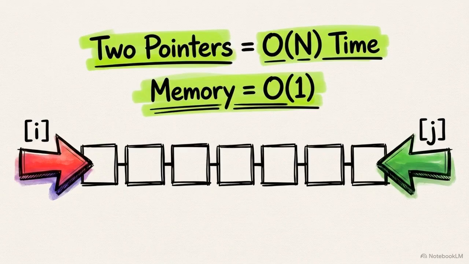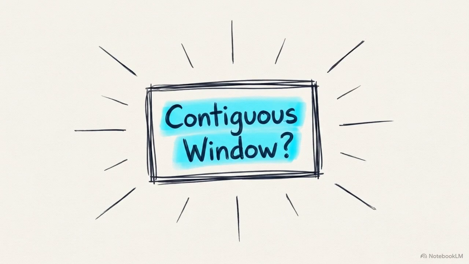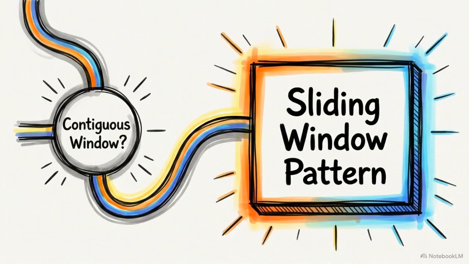When strict spatial constraints prevent you from using hash maps or auxiliary arrays, two pointers give you a structural way to achieve linear time optimization. The third question tests for continuous ranges. If the problem asks to evaluate a longest, shortest, or fixed continuous subarray, you are looking at the sliding window pattern.